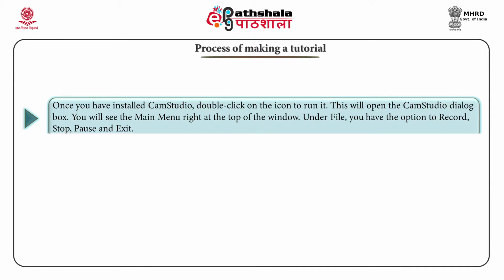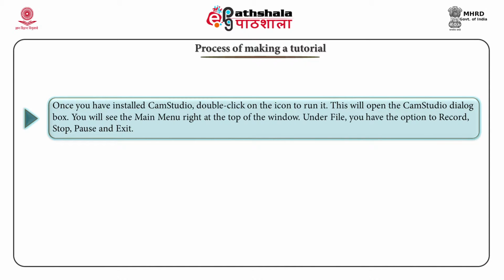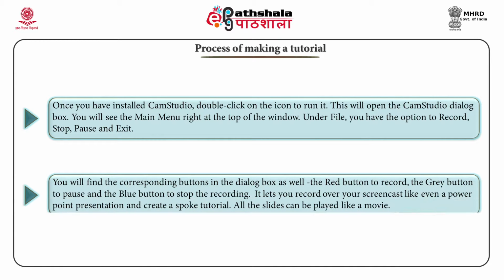Once you have installed CamStudio, double click on the icon to run it. This will open the CamStudio dialog box. You will see the main menu right at the top of the window. Under File, you have the option to record, stop, pause and exit. You will find the corresponding buttons in a dialog box as well. The red button is to record, the green button to pause, and the blue button to stop the recording.